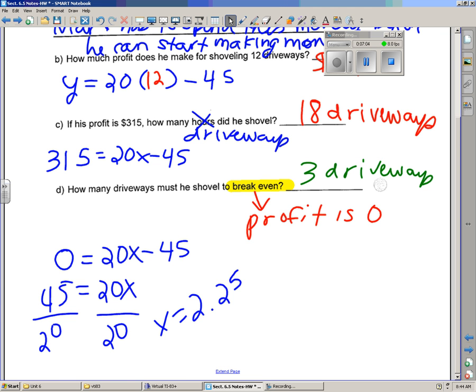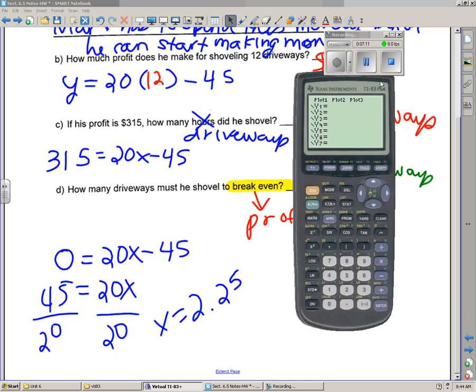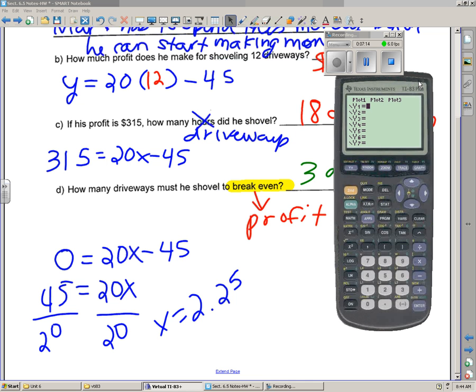So let me kind of show you how this works on the calculator. If you were to actually type in this particular equation, which we know is going to be y equals 20x minus 45, and you look at your table of values, basically when you haven't even done any driveways, when x is 0, you spent $45, you've lost $45 of money because you had to pay for the supplies. Well, once you do one driveway and you give $20 back to yourself, you actually are only out $25. You're on your way to paying yourself back.